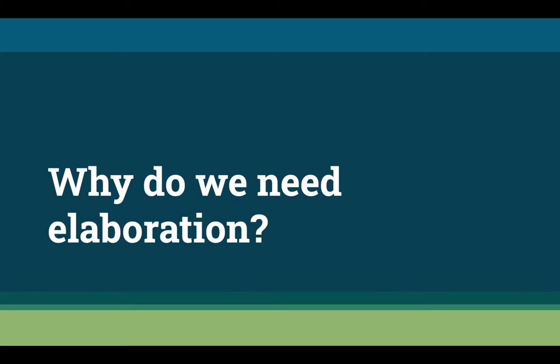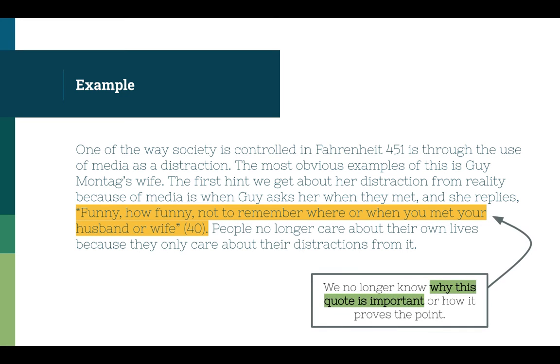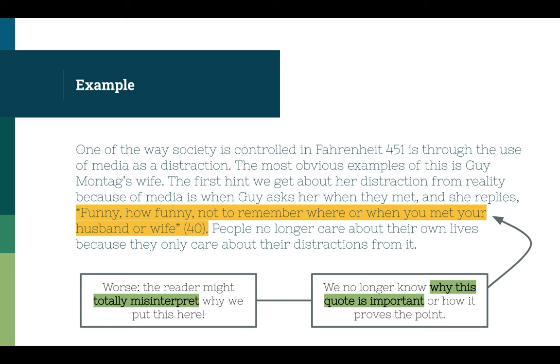Now, the question is, why do we need elaboration? What does it do? Let's look at that same paragraph without the elaboration. You'll notice we no longer have why this quote is important. We simply have a quote and then the paragraph ends. Another thing to think about is if you don't explain your quote, the reader can totally misinterpret why you're putting it there. They might take away a different point than you intended. So it's important to have our elaboration in there right after our quote.